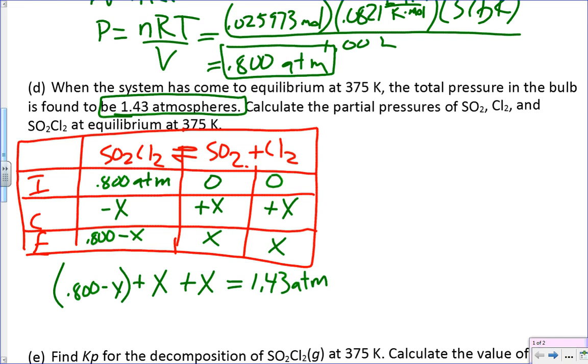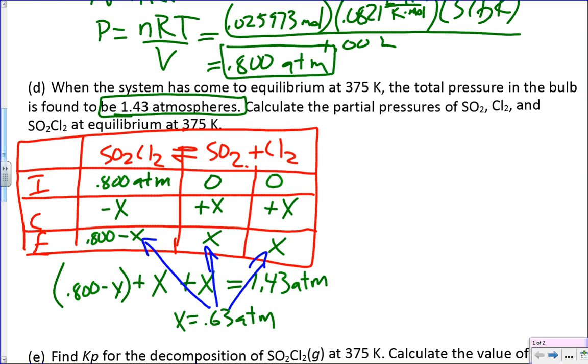0.800 minus X plus X, the X's cancel. So I have 0.800 plus X equals 1.43. X is going to equal 1.43 minus 0.800. So that means X is going to equal, because it has to, 0.63 atms. And at this point, I can plug that in for my X's here, because that's what that X represents, the pressure at equilibrium. And I can actually then calculate my SO2, my Cl2, and my SO2Cl2.